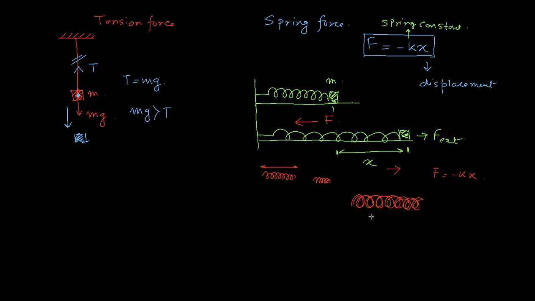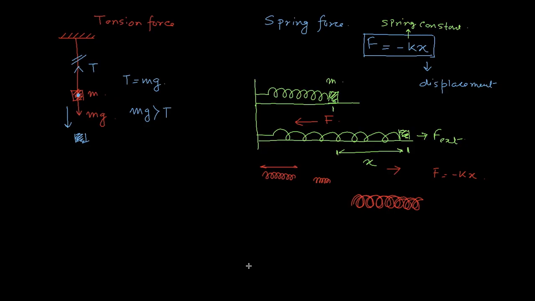That means if K is more, then the force is more. If the spring is tighter and thicker, then when you stretch the spring, it will apply more force to regain its original position. So this one is the fourth type.